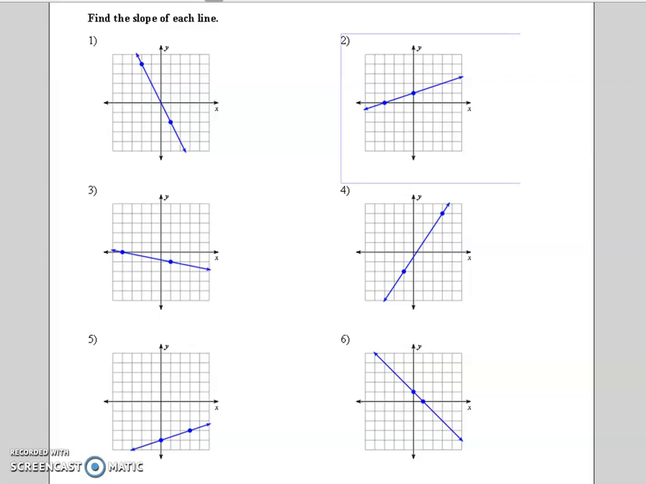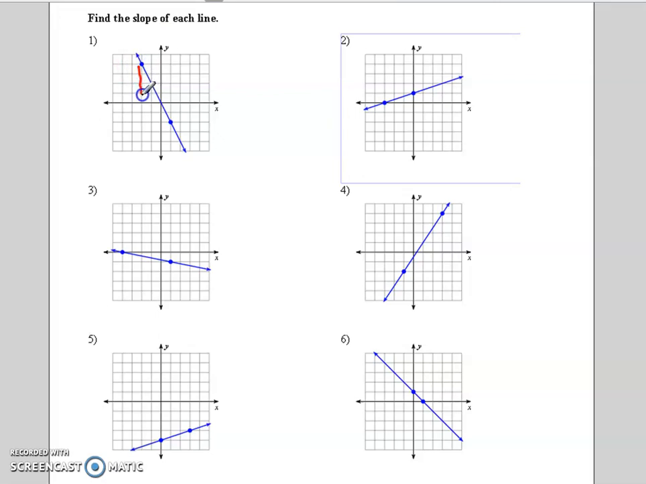So here are some examples that we will do together. So you can write these down. I've provided you with a PDF if you want to print it, or you could just take notes on here. So all of these examples have 2 points that are marked on the line. And what you have to do is figure out what's the vertical change from one point to the other.